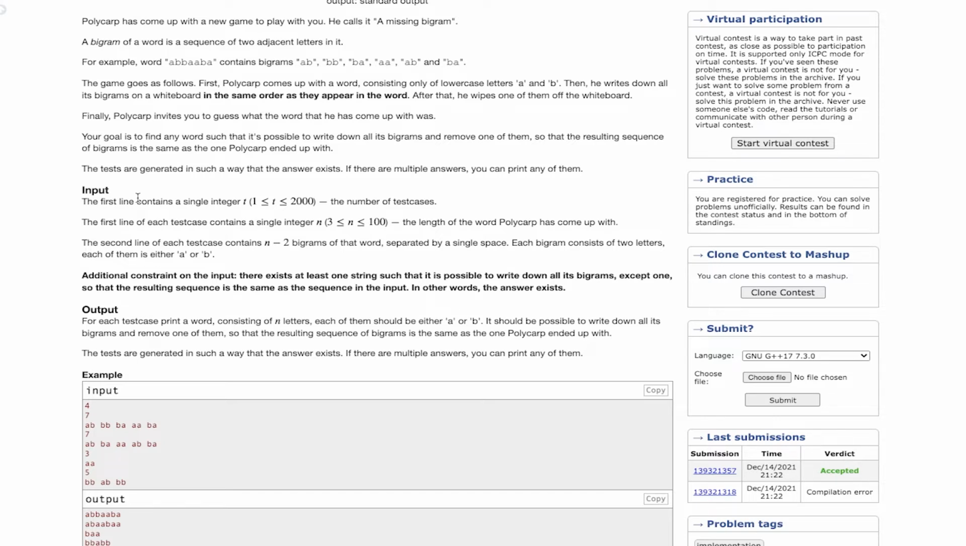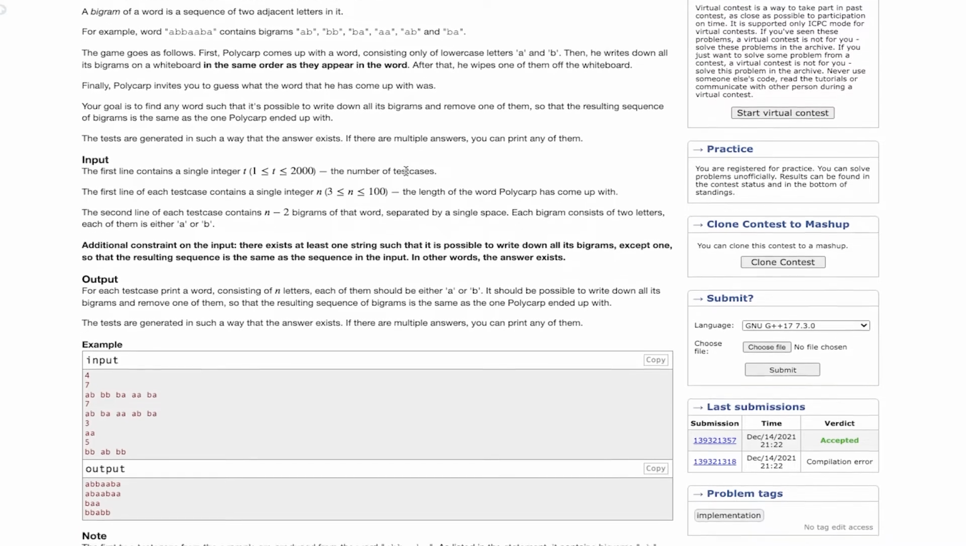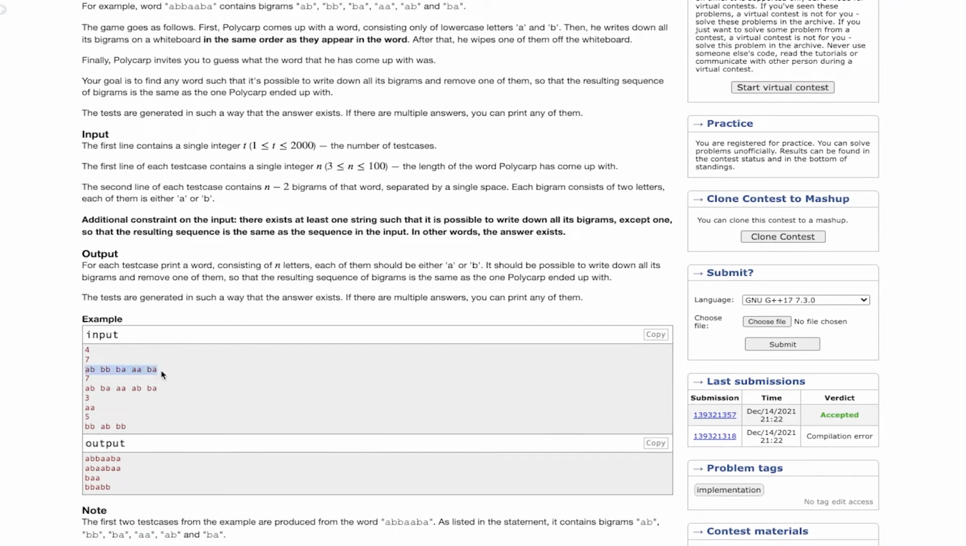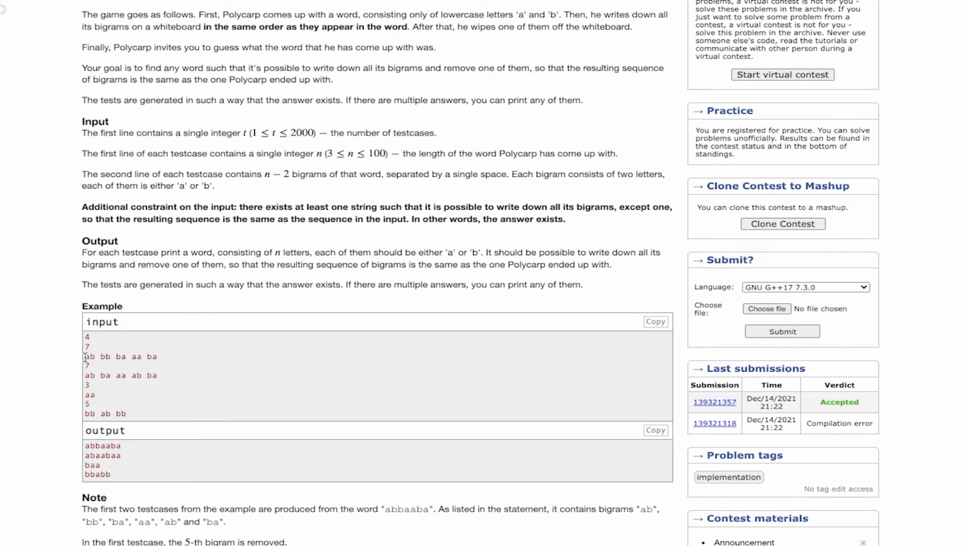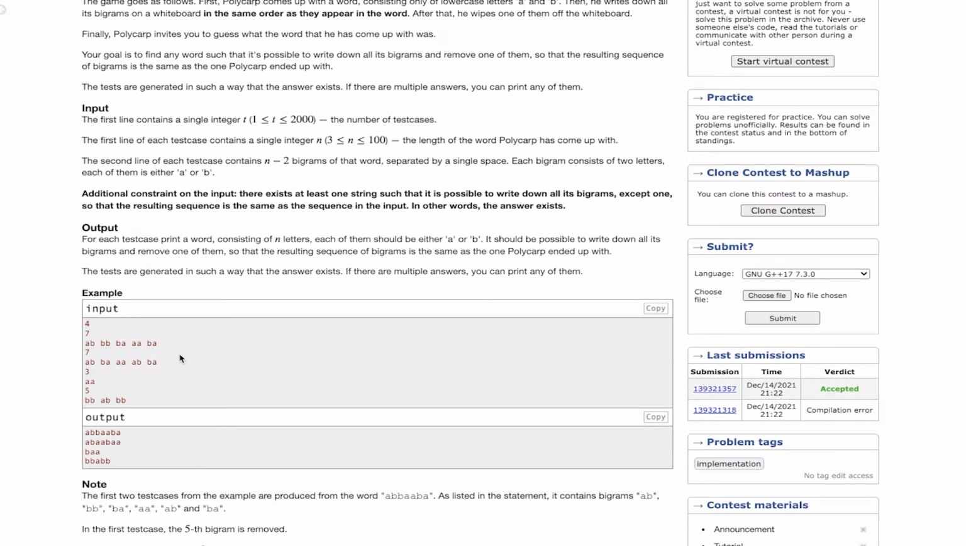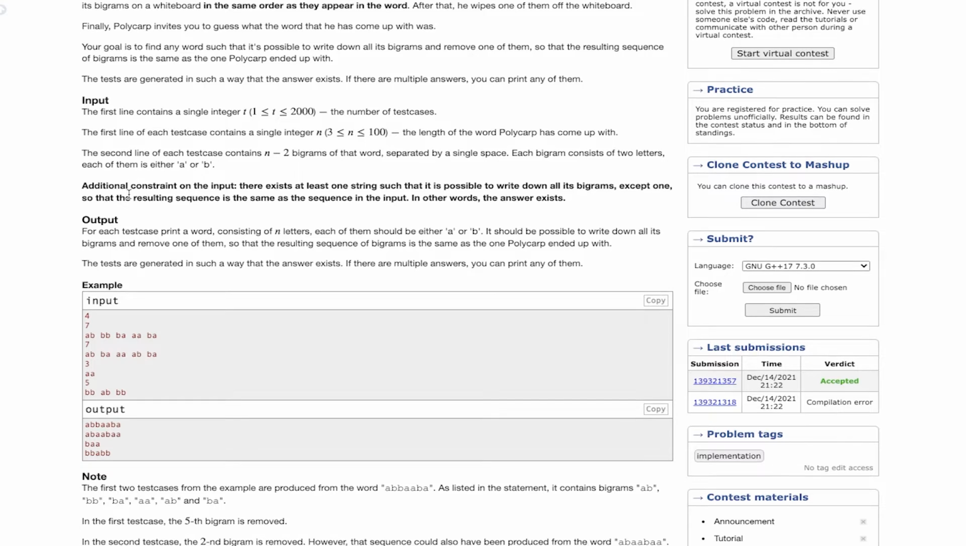Now let's read the last line. In this last line, they are saying that the tests are generated in such a way that the answer exists. If there are multiple answers, you can print any of them. So basically, the question can have multiple answers. We can see in a little bit how multiple answers can exist, and there would always be an answer for each test case.